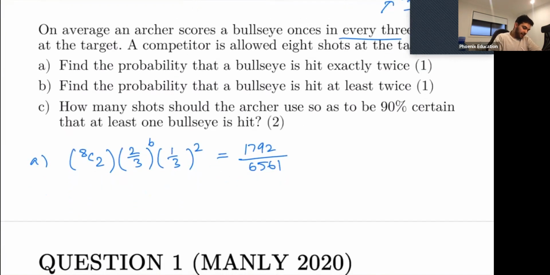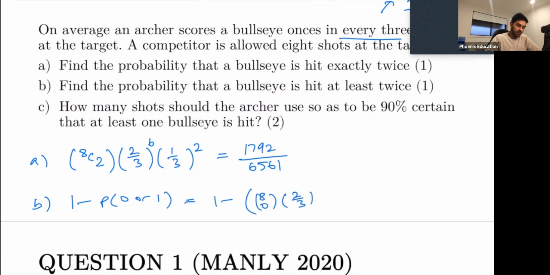Okay. Part B, find the probability that the bullseye is hit at least twice. So for at least twice, we'll do 1 minus 0 bullseye and 1 bullseye. So this is very much the same as the question that we've just done. So it'll be 1 minus, if we want 0 bullseyes, then we're not going to be hitting any of the 8. We will miss all 8 of them, and we won't hit any of them. Yeah, so this is the probability we'll miss all of them, and it can only be done in one way, missing all of them.